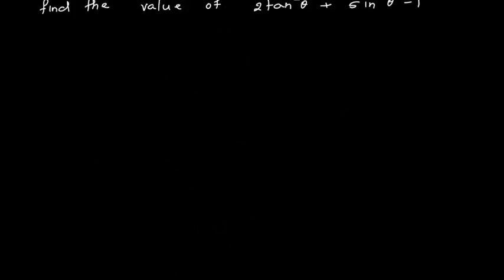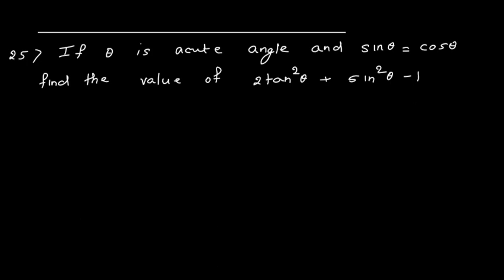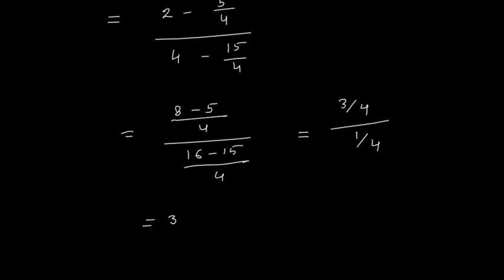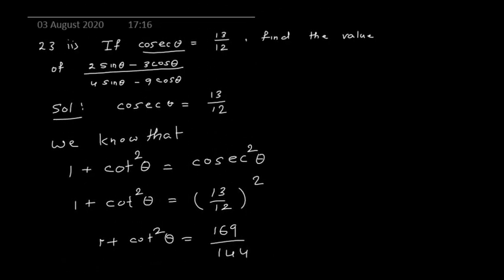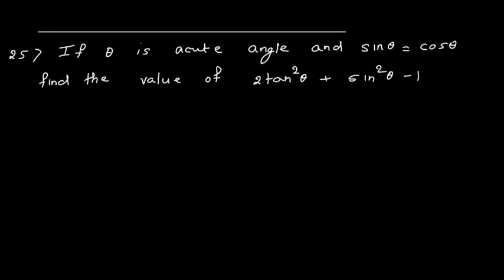Now let us see the next question. Okay, before that let us revise the question we have done previously. Here we have the value of cosec theta, and we have to find sin theta minus cos theta upon 4 sin theta minus 9 cos theta. Okay, so definitely we have to find the values of cos and sin. Fine. So 24th sum we have done. Now see the 25th sum.